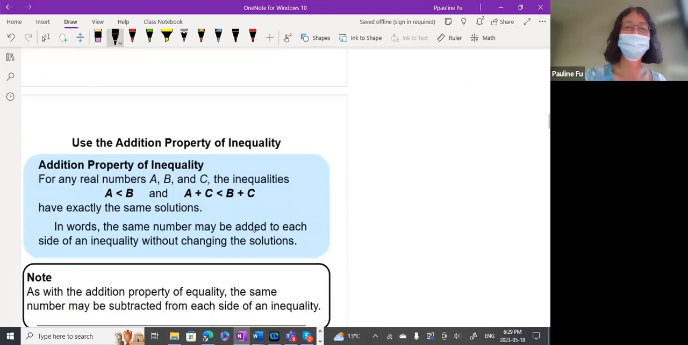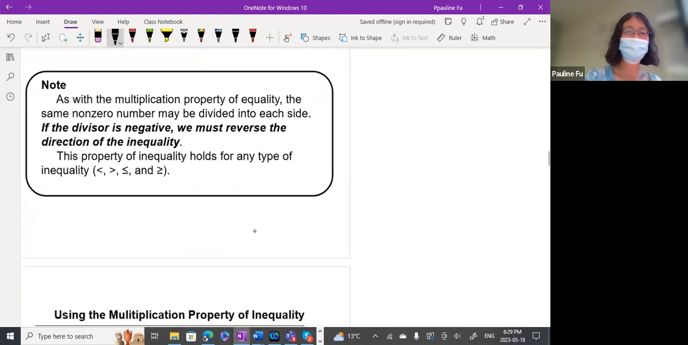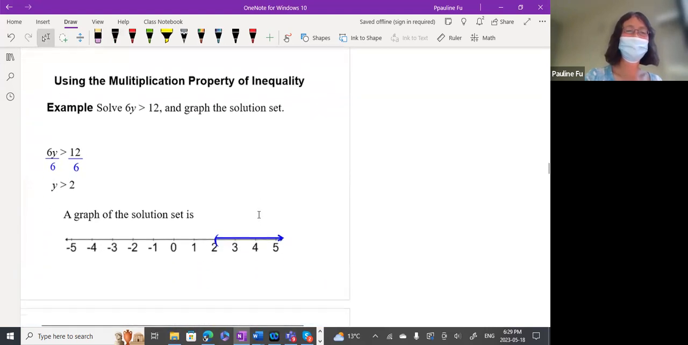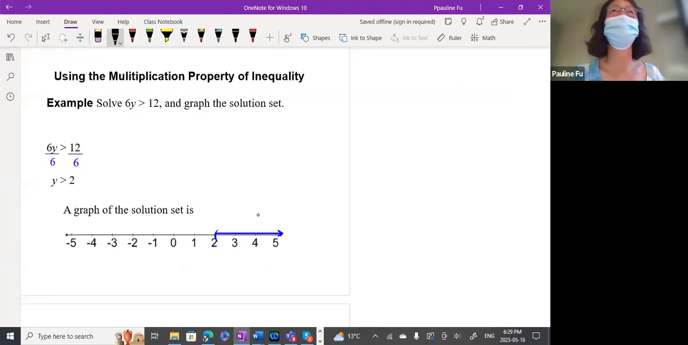Questions? Okay. So we focus on the example. Okay, this example. So please stop me if you have any questions or let me know if I'm going too fast. Okay.